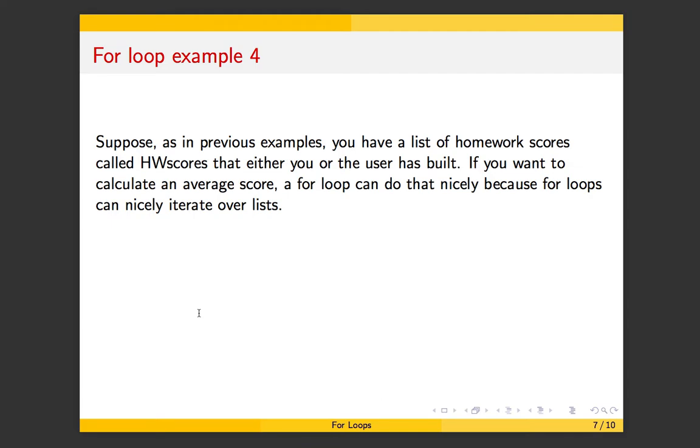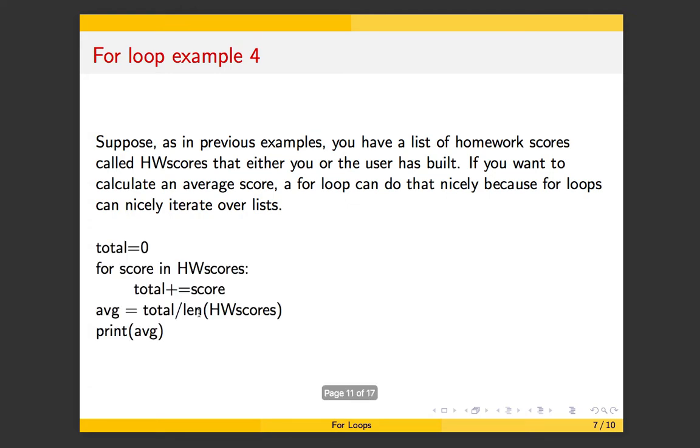Here's another example. Suppose, as in previous examples from previous videos, you have already in your back pocket a list of homework scores called HW scores that you or the user has built, whichever way. If you want to calculate an average score, for loops are nice for this because they just nicely iterate over things one at a time. So here's how that goes.